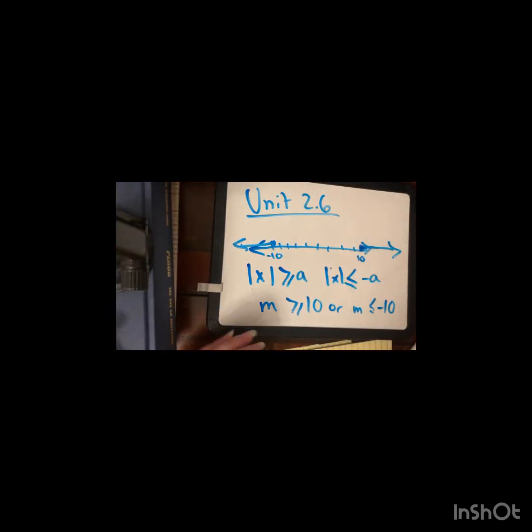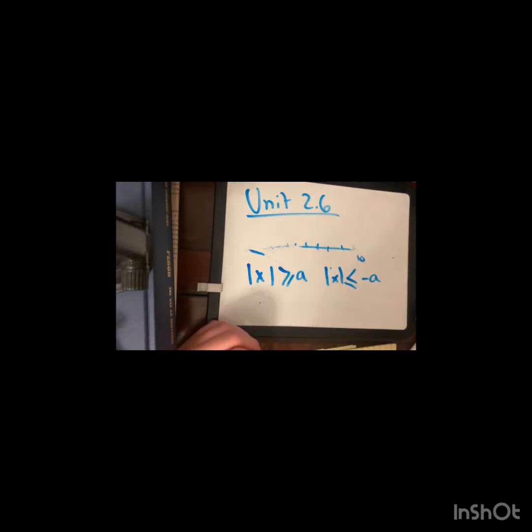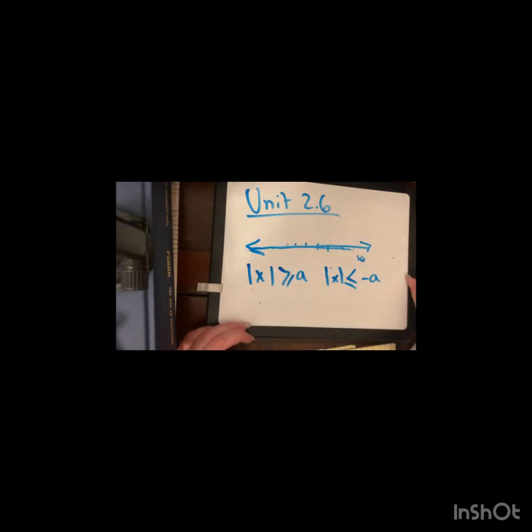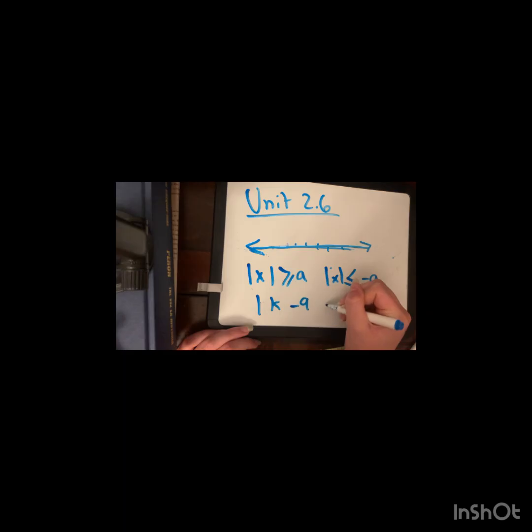Now I'm going to show you a trick. I'm just going to erase these so that they don't confuse you anymore. Just write that down. Okay, now this is going to be really easy. I need you guys to concentrate on this one. So, if you have absolute value of k minus 9, inequality is less than negative 4.